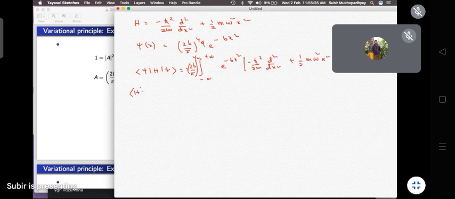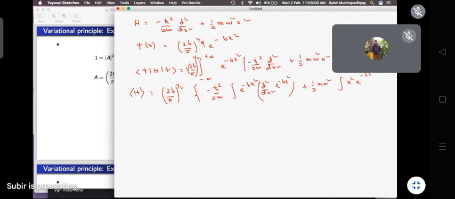So this is our expectation value of the Hamiltonian, and we have to calculate it. As you can see, it involves a bit of integration. It involves two terms. One comes from kinetic energy: minus h bar square by 2m, e to the power minus bx square, d square dx square, e to the power minus bx square. That is the kinetic term. Potential energy: plus half m omega square, integration x square e to the power minus 2bx square.